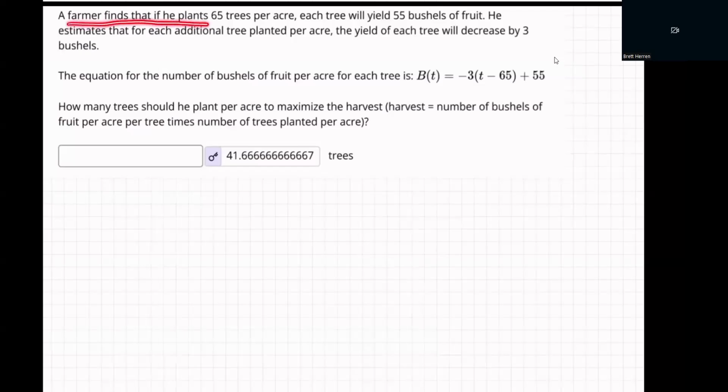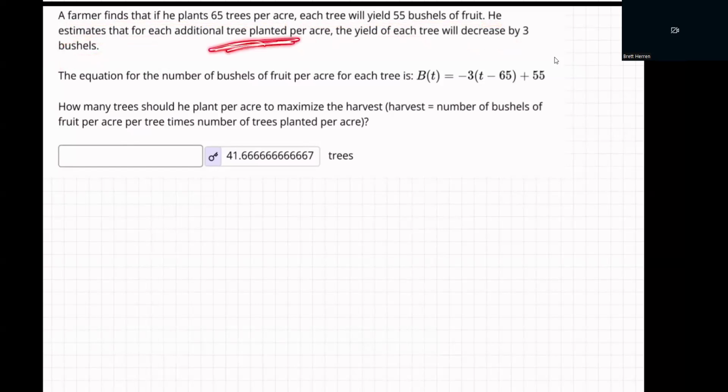A farmer finds that if he plants 65 trees per acre, each tree will yield 55 bushels of fruit. He estimates that for each additional tree planted per acre, if he packs the trees in more, they each get less soil, less room, less sunlight. The yield of each tree will decrease by 3 bushels. So there's this give and take.